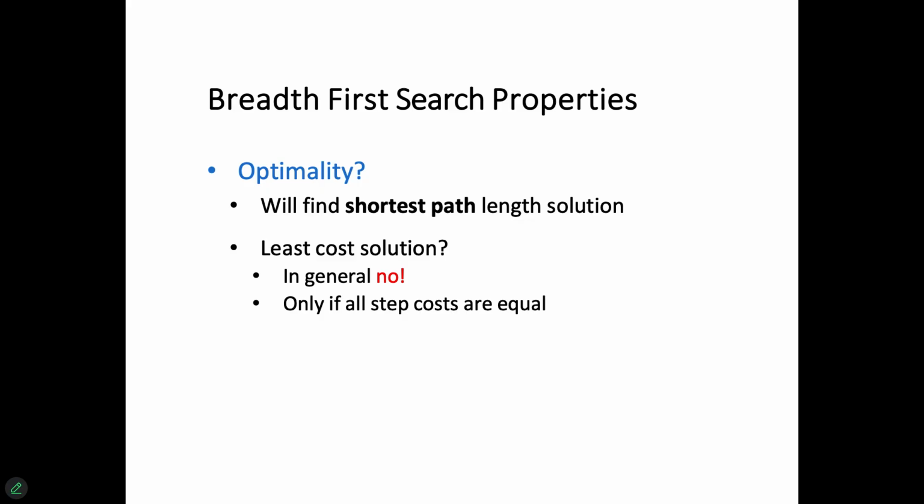And is it going to be the least cost solution? Overall, in general, no, because it doesn't consider any cost of the action. So it's not going to be the least cost solution, unless all the step costs are equal.